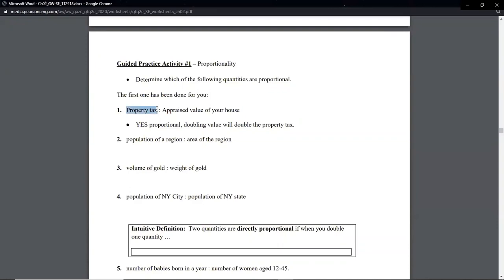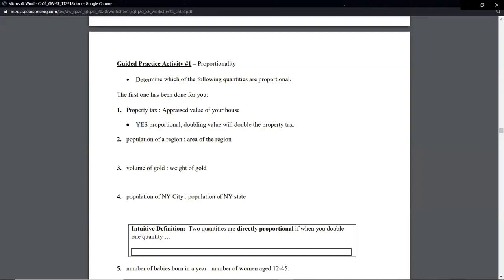And if you know anything about real estate, which we don't expect you to, which is why this one's been answered for you, yes, if the appraised value of your house doubles, your property tax will double. If all of a sudden the city of Portsmouth says that your house went from $100,000 to $200,000 because of this housing thing going on right now, you better believe your property tax bill the next year is going to double, because they want that bread.